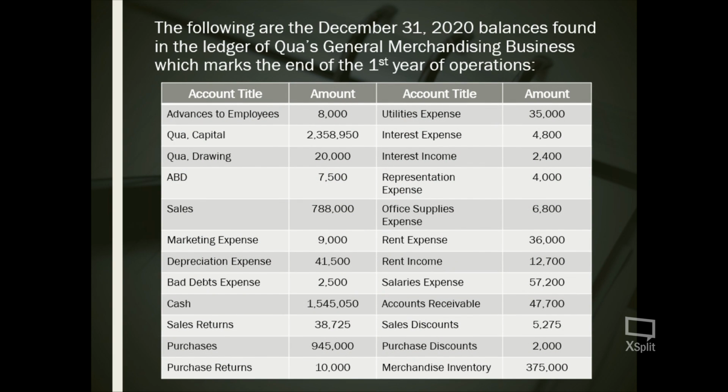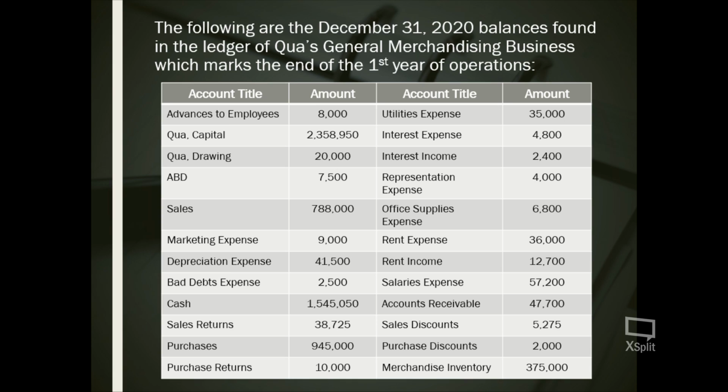Before we start, i-determine muna natin kung ano yung mga makikita natin sa income statement. So, what we can find in the income statement, obviously, are income and expense accounts only. So, kapag asset, liability, equity yan, hindi dapat yan makikita sa ating income statement. So, advances to employees, sa-assign natin siya. Mabilis lang naman to. Advances to employees is an asset.